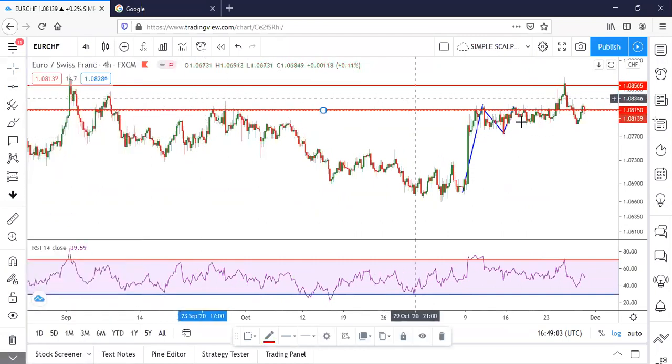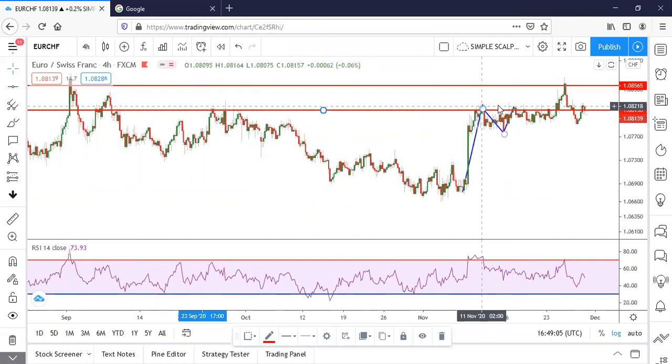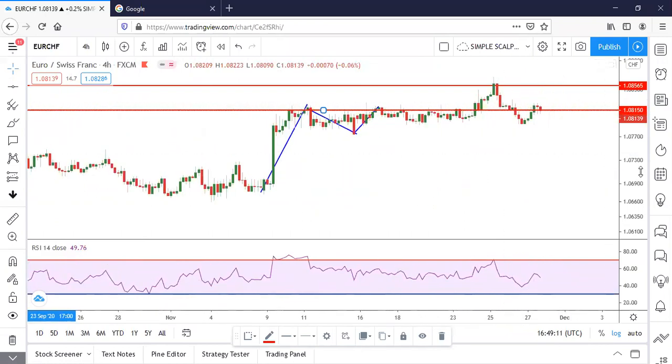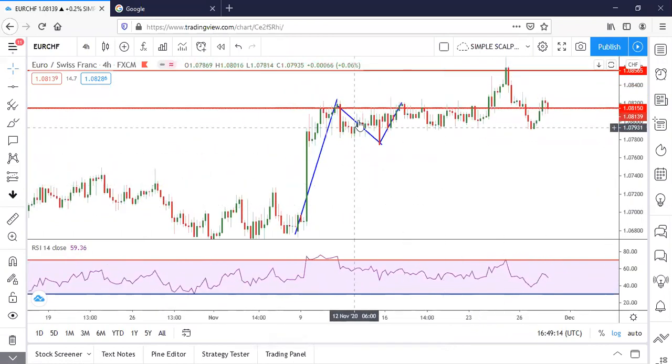This is a resistance area. So this is a divergence area. Okay, these two highs are equal. But to me, I don't want to take a trade like this. Okay, I don't want to take a trade like this.